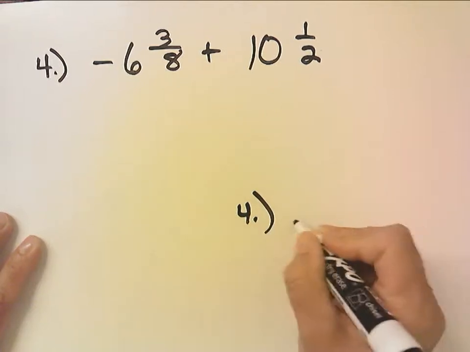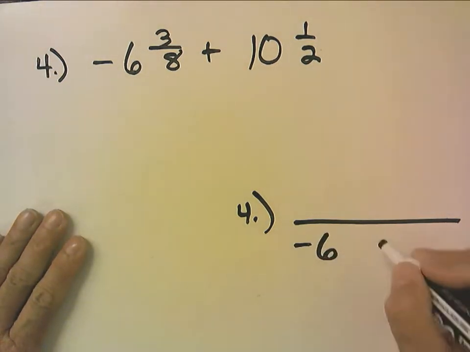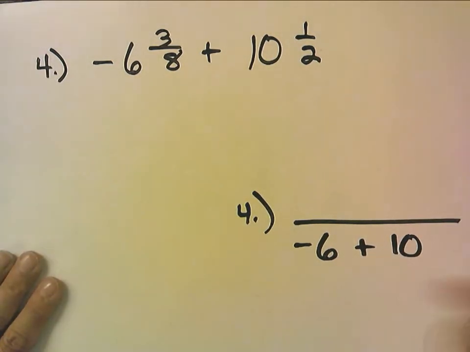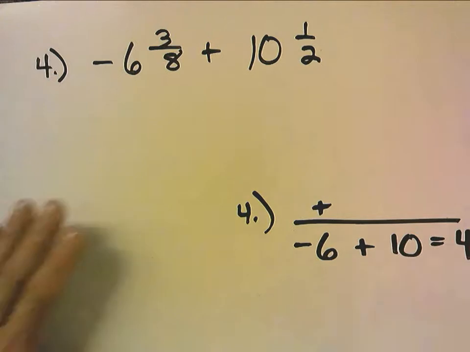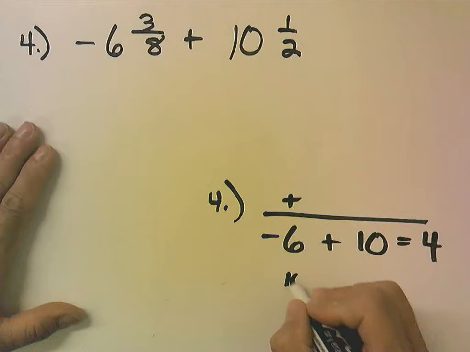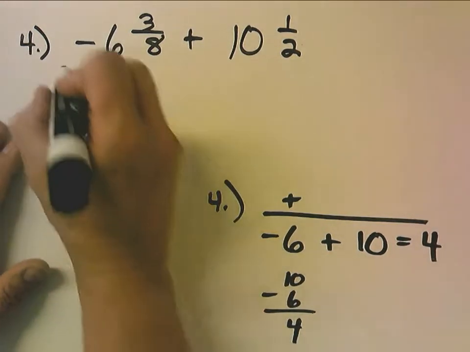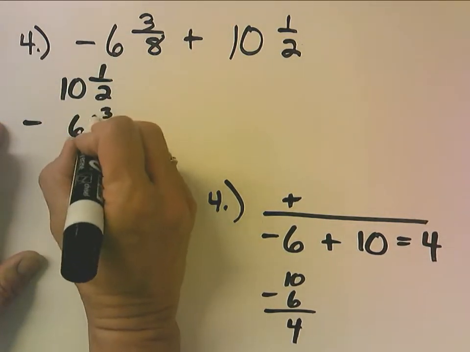So the first thing I do is figure out the sign and put it on the line. So this is roughly negative 6 plus 10. Who's going to win the tug of war? The positives are. How much do I think they're going to win by? About 4. How did I come up with 4? Well, I came up with 4 because I did 10 minus 6. The difference between 10 and 6 is 4, which means I'm going to write 10 1/2 minus 6 3/8.